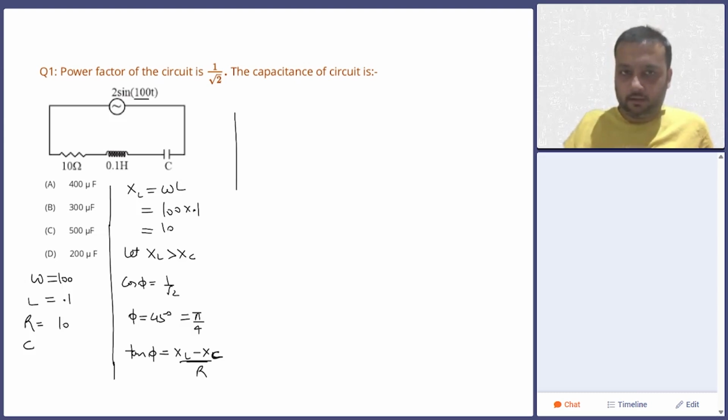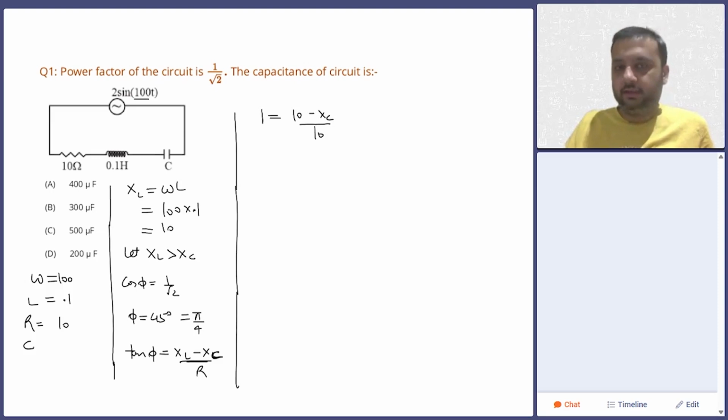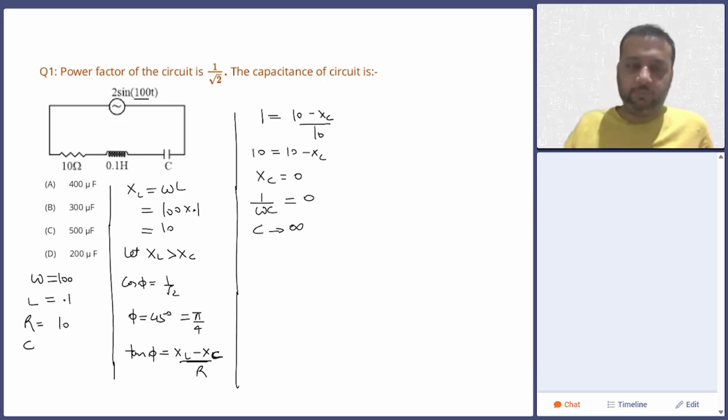Now if you see here, tan phi becomes 1, XL is 10, and XC we don't know, and R is also 10. So if you solve this equation, you can see that 10 becomes 10 minus XC, which also means that XC becomes 0. Now this is true if capacitance is infinite, which is not possible, because we are not going to get any solution. You should try to recall that XC is 1 by omega C. So this means that C should tend to infinity, which is of course not a practical scenario. Hence, this gives us no solution. That means XL cannot be greater than XC.